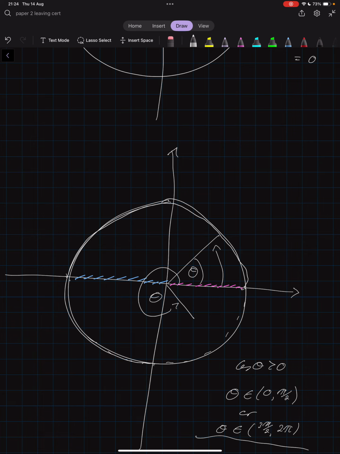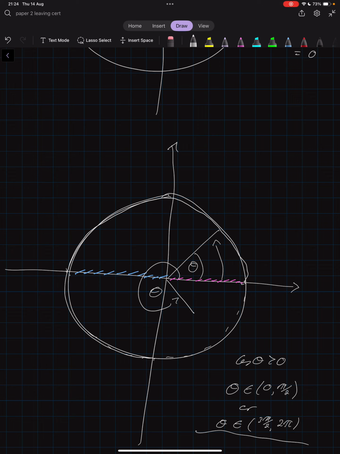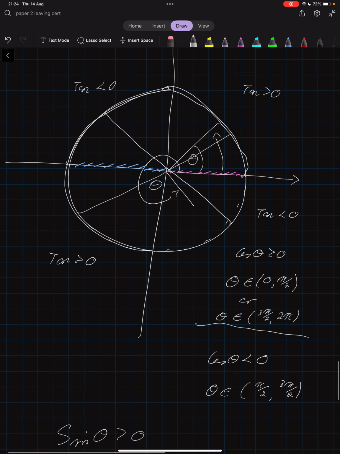And then you might ask, when is tan positive? Well, remember, tan is slope. So if I draw a line here that has a positive slope, which means tan is greater than 0 here, and it's also greater than 0 here. If I draw a line here, it's negative. So therefore tan is less than 0 here, and tan is also less than 0 here. Okay? So sine, cos, and tan are both positive and negative in 2 quadrants each.